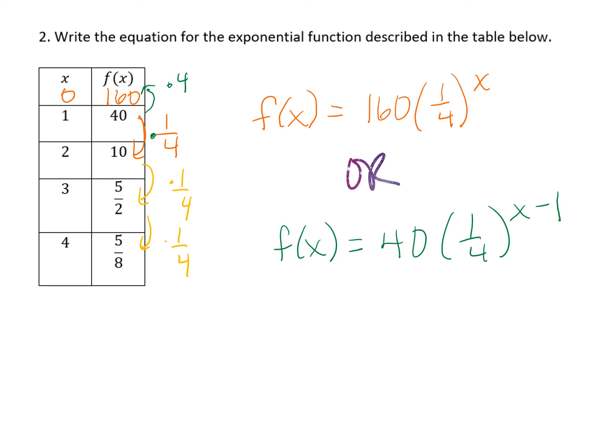That requires more work, so you could have definitely gone straight to the green answer, which is just using the information from the table. I saw that the table started at 40. I was multiplying by 1/4 every time, and since my table started at 1, my exponent was x minus 1. Again, it's been quite some time since we've gone over that, so you may have forgotten.